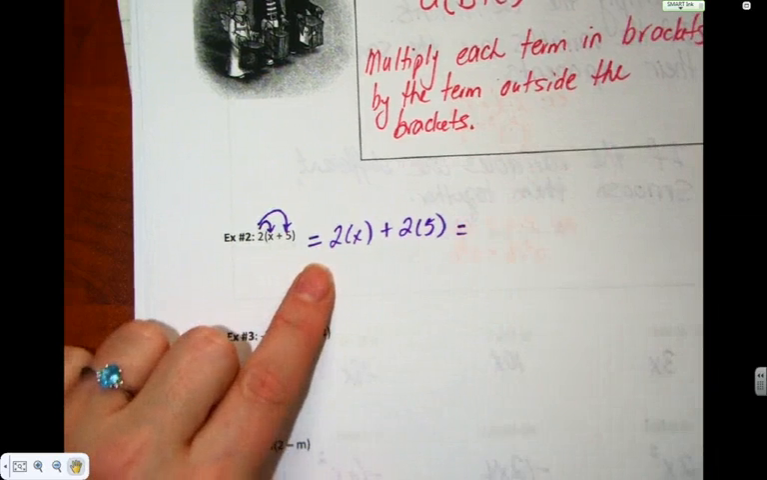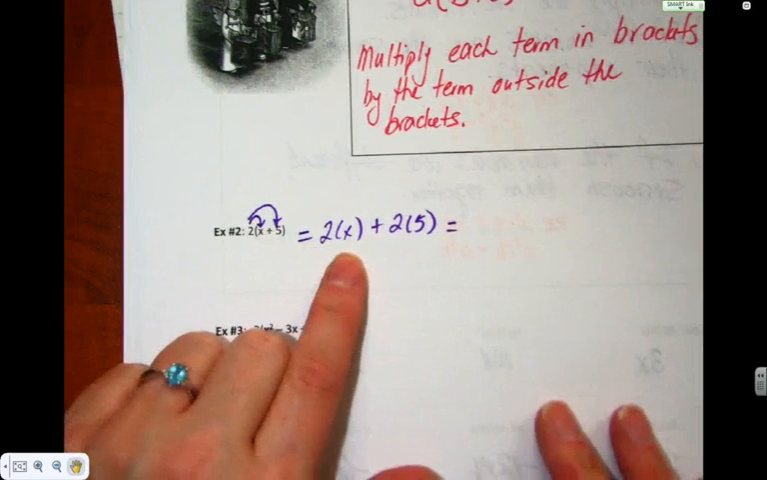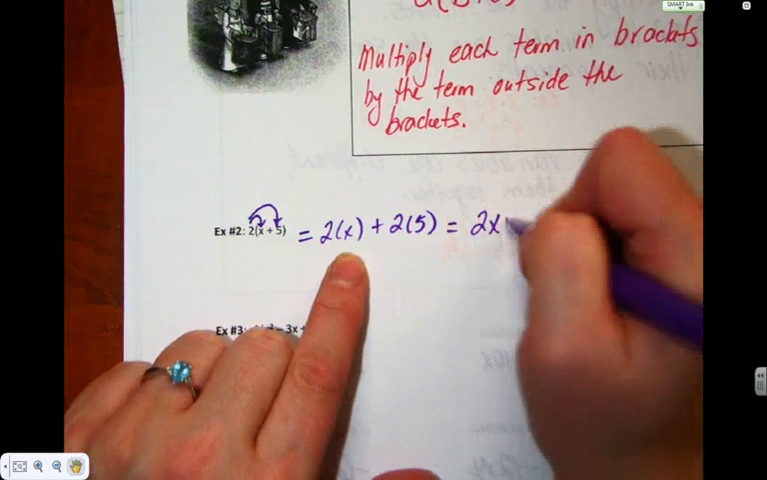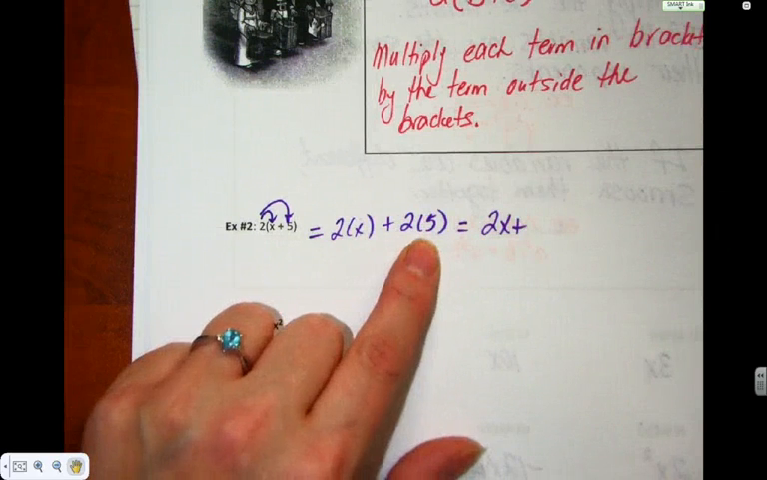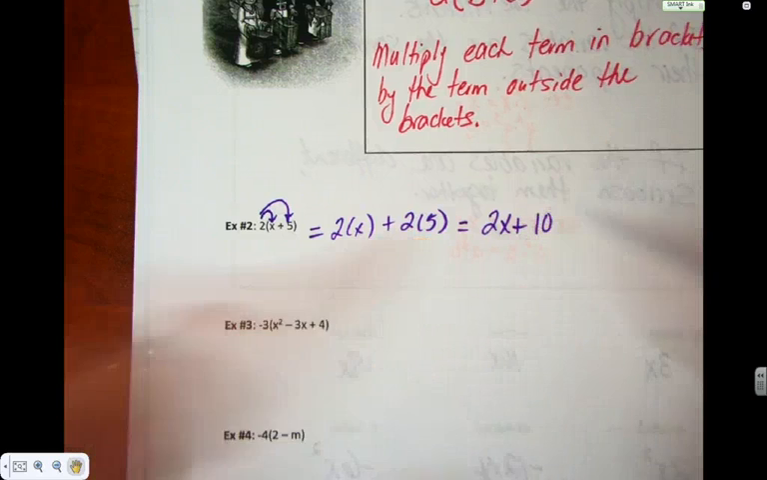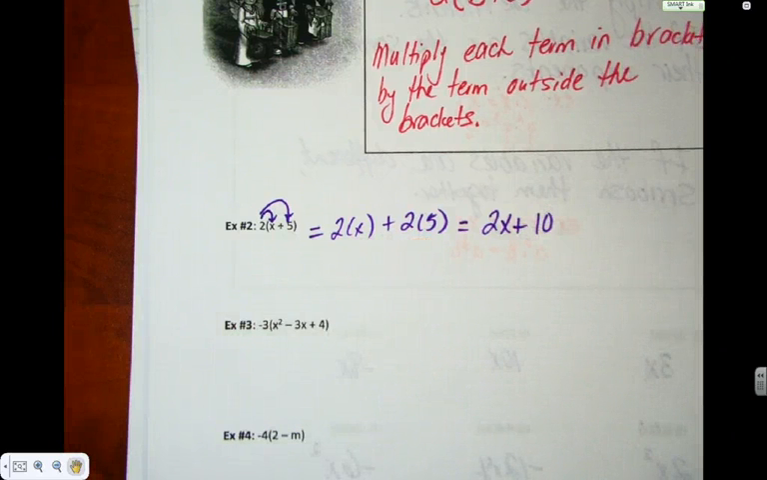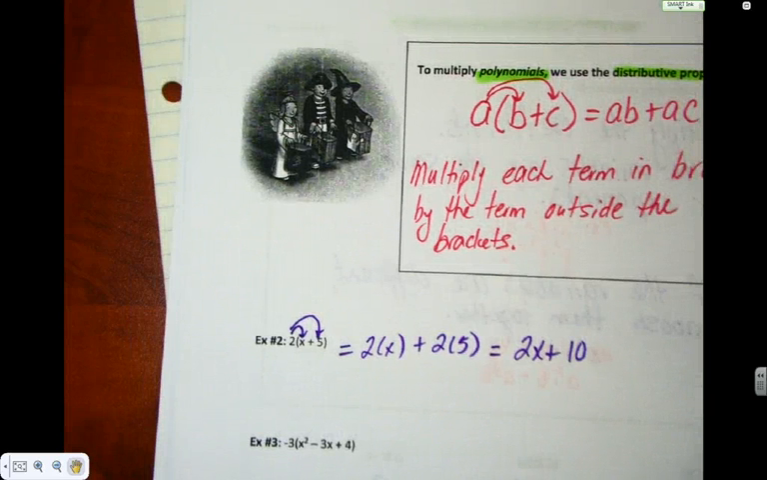And this becomes just like example number 1. What's 2 times x? 2x. What's 2 times 5? The answer is 2x plus 10. That's called distribution or the distributive property. You have to give the number on the outside to everything inside the brackets. What does this picture have to do with distribution?